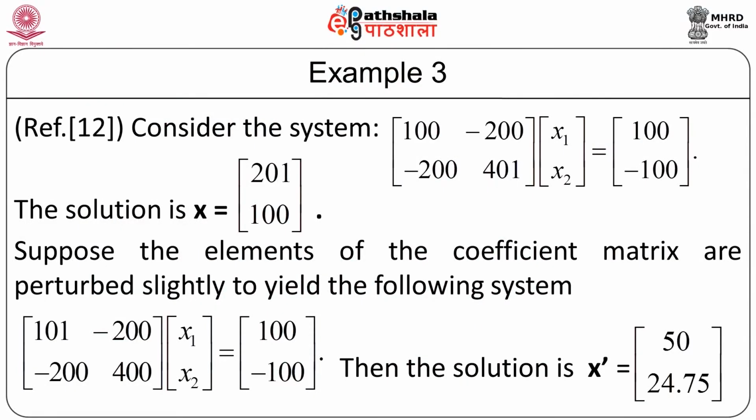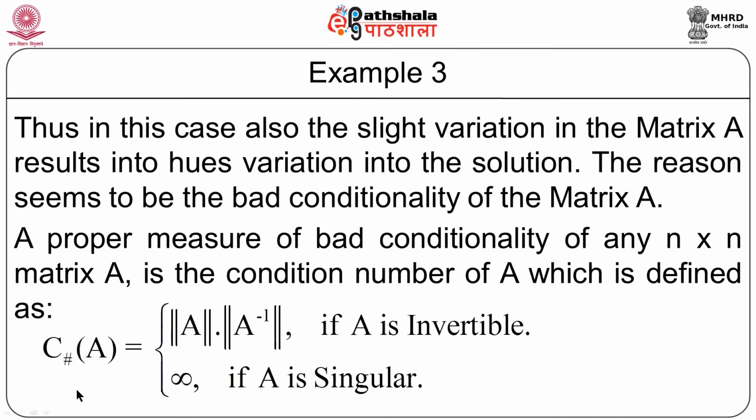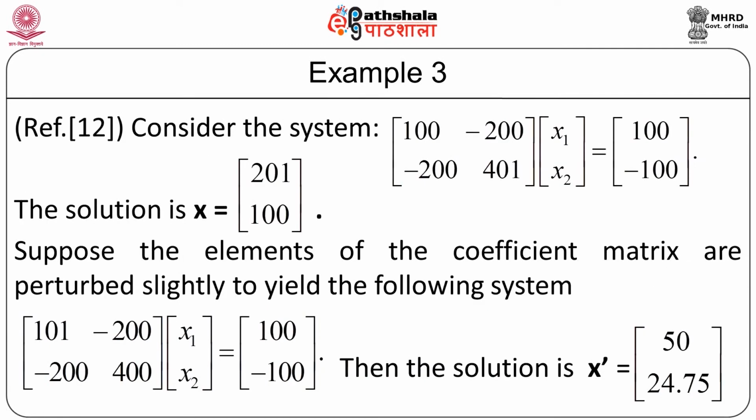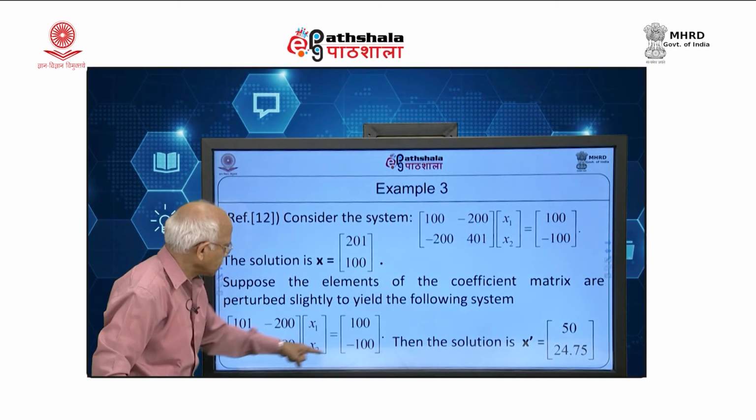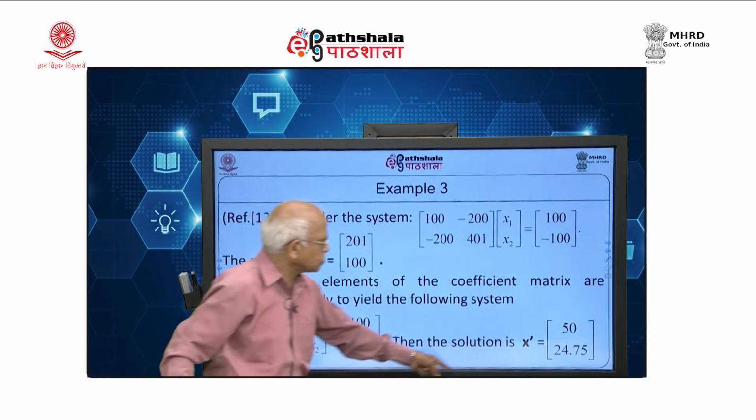This is another example of a similar system. Here now I am perturbing A slightly. So, my A is 100, minus 200, minus 200, 401, times x1, x2, equal to this. The solution will be given by 200 and 100. And suppose the elements of the coefficient matrix are slightly perturbed like this. So, instead of taking 401 here, I am taking 101 here and 400 here, and everything else remains the same, then the solution becomes this.